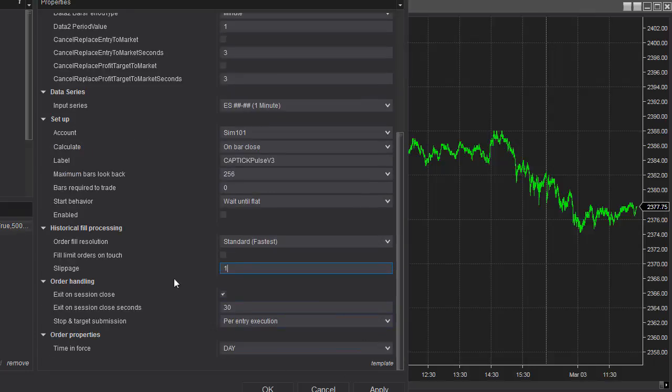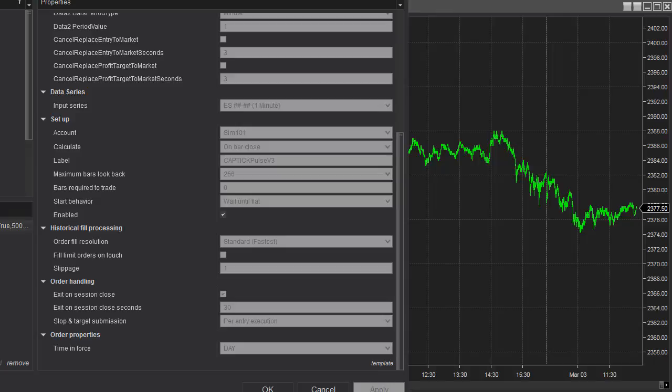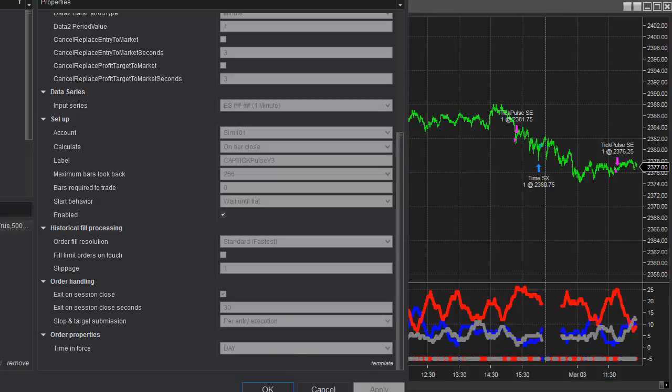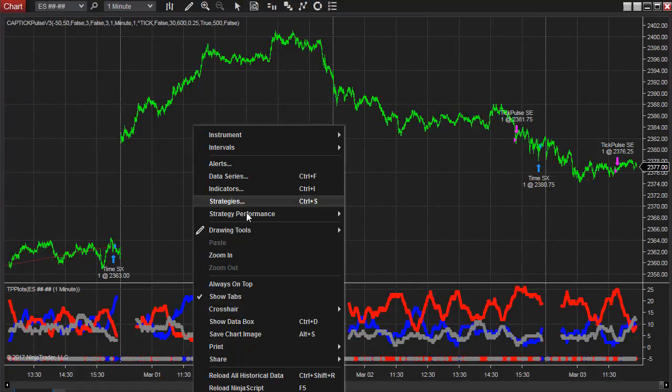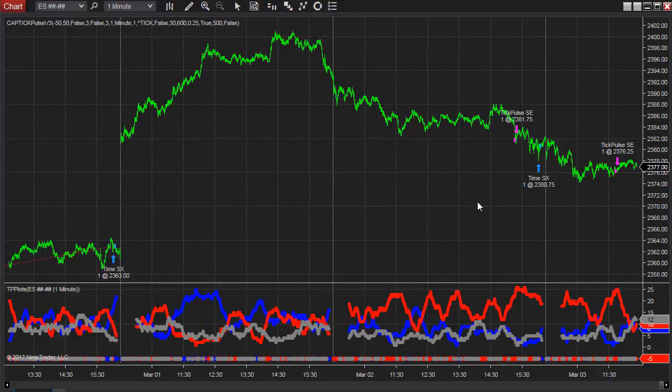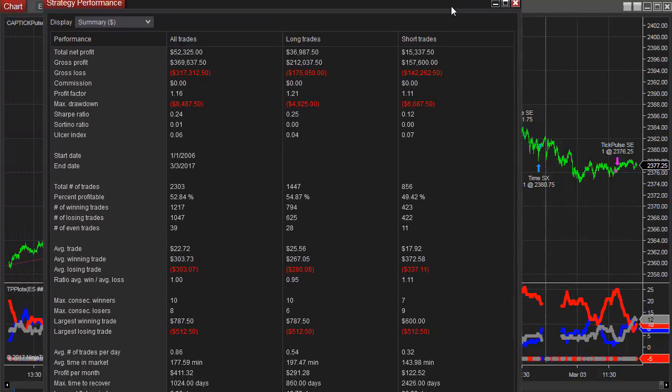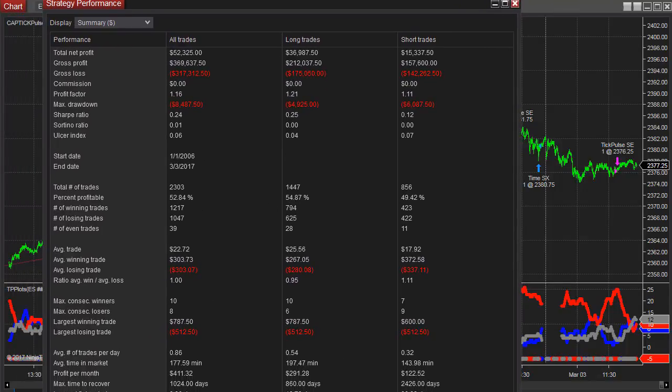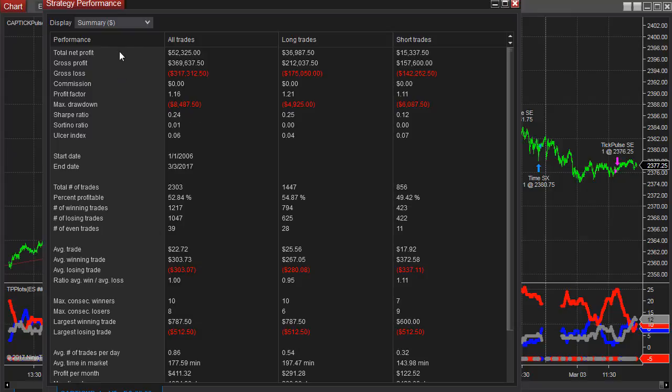And I'm going to enable it and apply it, and then we're going to look at the performance results. So it is updated, and let's take a look at the results. Right click, strategy performance, historical. We pull that into the window. We're going back to 2006. Let's see when the first trade actually occurs though.